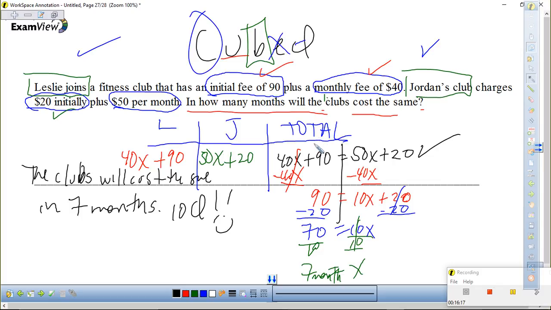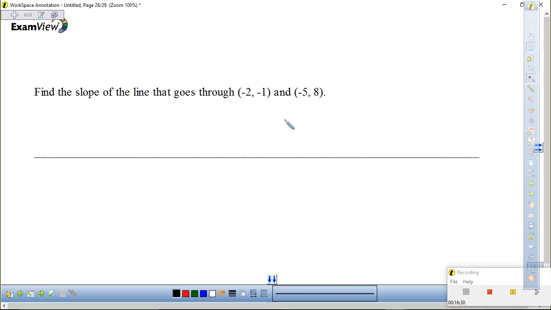Let's move on. Let's go to number 18. It says, find the slope of the line that goes through (-2, -1) and (-5, 8). Before I go over that one, check with your neighbor, see what they got. All right, here we go.